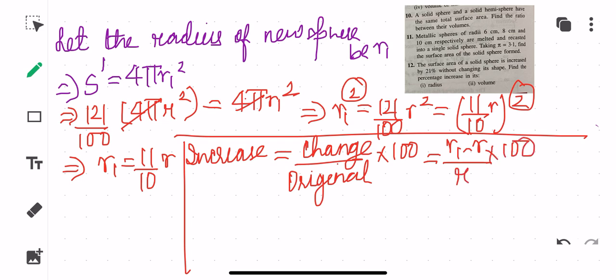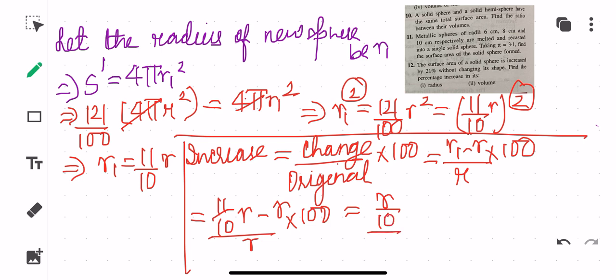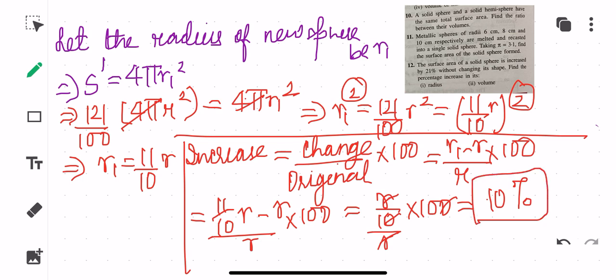So r1 is how much, children? R1 you have calculated as 11 upon 10 r, minus r, divided by r, into 100. So this is equal to r upon 10 divided by r into 100. So this becomes equal to how much, children? This goes and r is also getting cancelled. So this is coming out to be equal to 10%. So what is the percentage increase in the radius? It is 10%. And then how are you going to find out the percentage increase in volume, children?